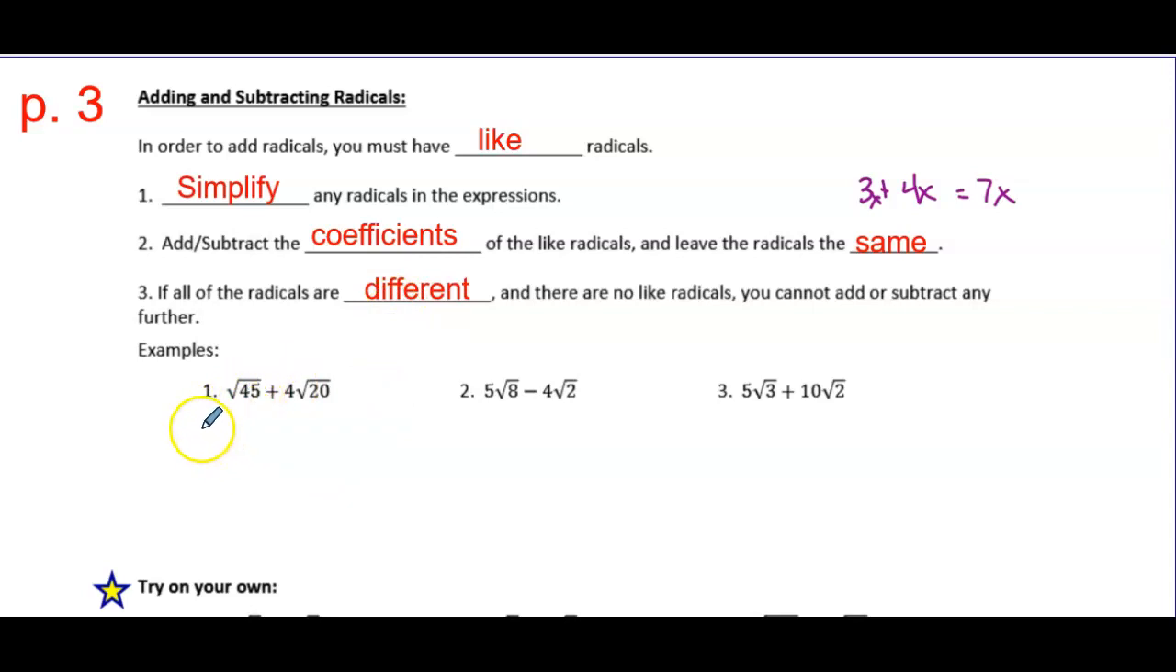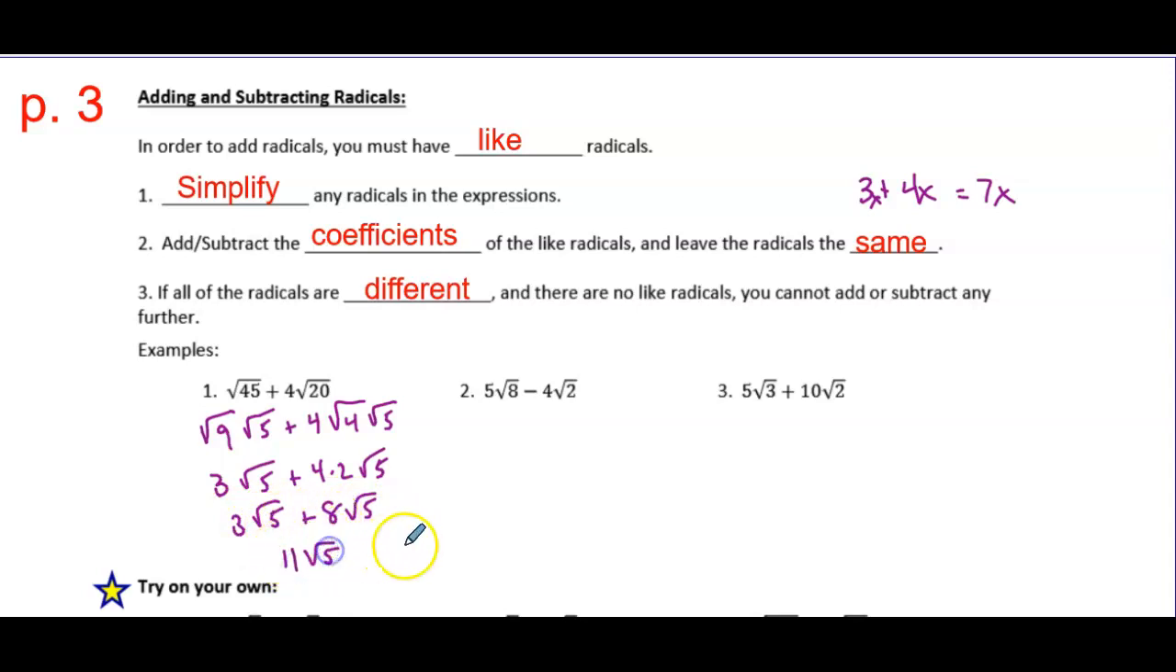All right, so if I have root 45, I'm going to split that into a 9 times 5. That gives me 3 root 5. I have 4 root 20, so the 4 stays. 20 becomes 4 times 5. Solve the 4. I get 4 times 2 root 5, and that's going to be 8 root 5. So I've just simplified each radical separately. Now I get to the point where I have like radicals. I have 3 of them and 8 more of them. Totals 11 of that root type. So 11 root 5.